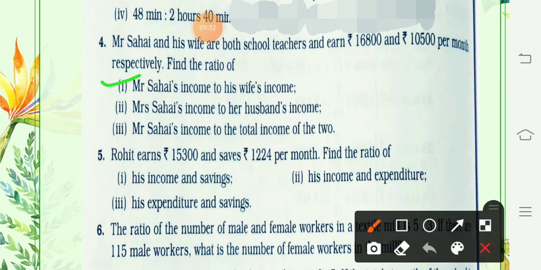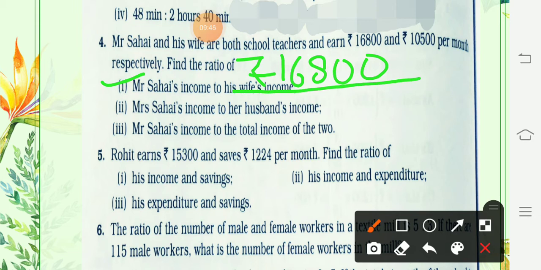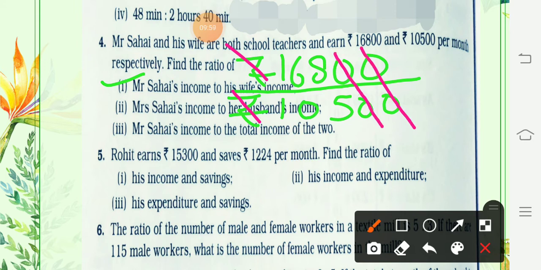So watch it here. First solution, Mr. Sahai's income. What is Mr. Sahai's income? Rupees 16,800. Ratio, I can use the ratio in the form of a fraction. Yes, of course. Now his wife's income 10,500. Now the cancellation process. Watch it very carefully here. This rupees, rupees cancel. Ones place 0 to ones place 0. Tens place 0 to tens place 0. You already know this from class 5.